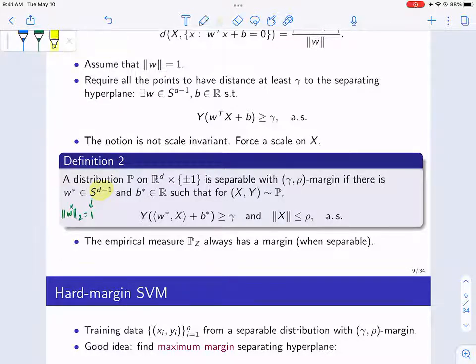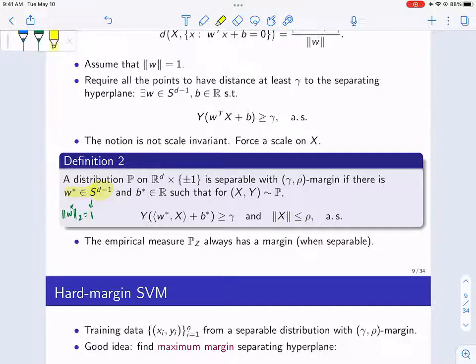And so W star here means that this is the unit L2 sphere in R^D. And then there's a W star and B star such that if X and Y are drawn from P, then you have this margin separation, and we also assume that the norm of X is bounded by rho.